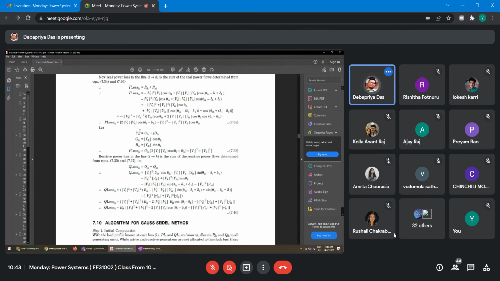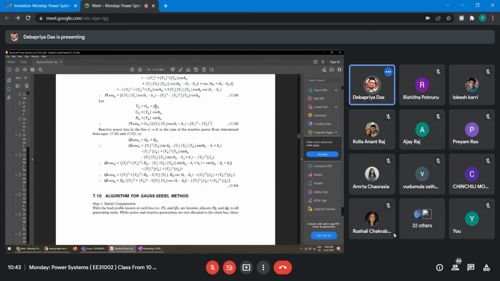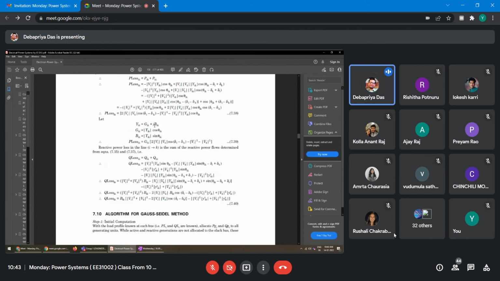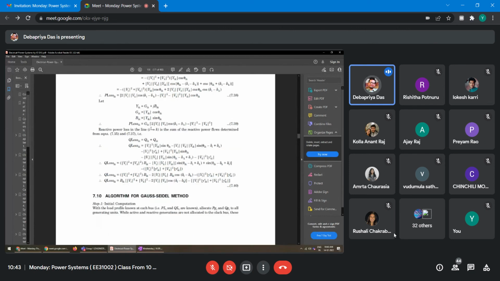Now you define that capital Yik is Gik plus jBik. Gik we call conductance and Bik we call susceptance. Therefore Gik will be magnitude Yik cos theta ik and Bik will be magnitude Yik sin theta ik. Therefore for P loss ik, you substitute all these here, and what you will get is P loss ik equal to Gik in bracket, Vi square plus Vk square minus 2 Vi Vk cos of delta I minus delta K.